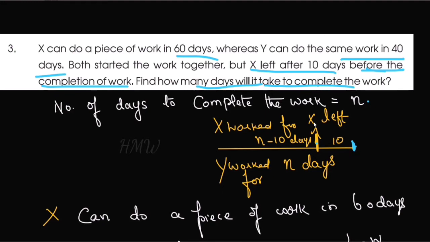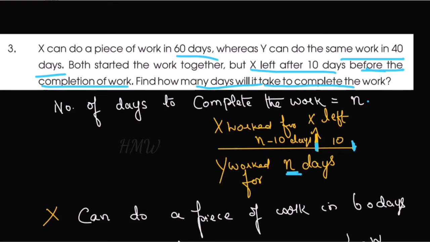That means X worked only for N minus 10 days. These 10 days X did not work. X left. Here, when they reached this place, X left. So X worked only for N minus 10 days. Total is N days, and in this place X did not work. So Y worked for N days. Y worked the full N days, but X left.